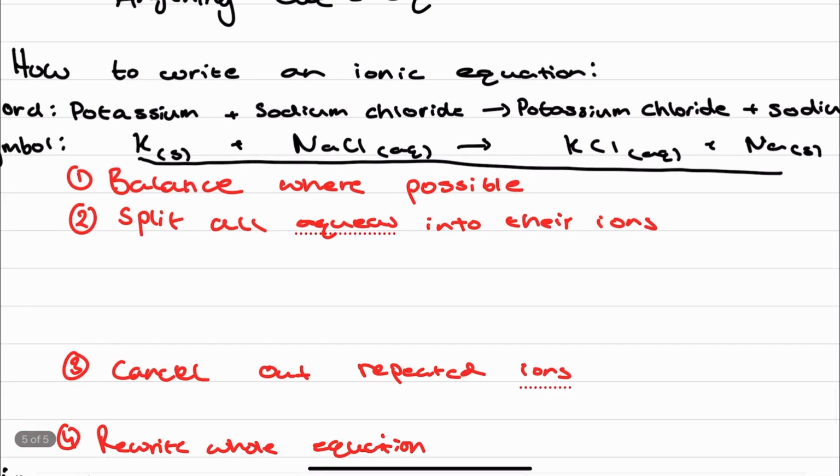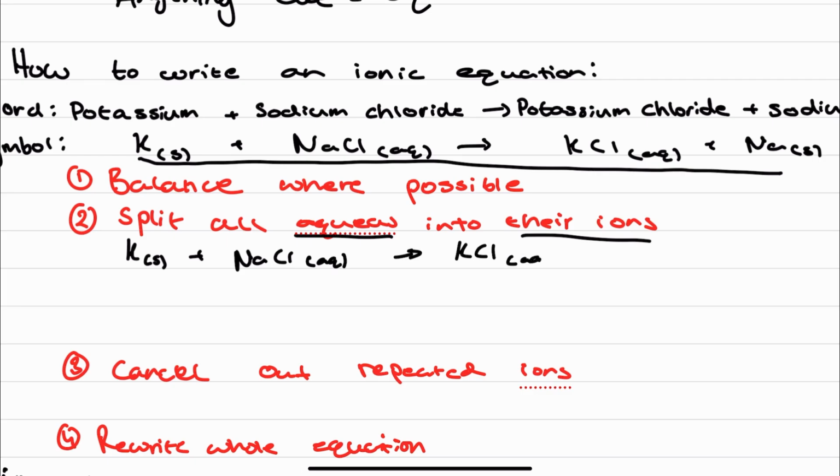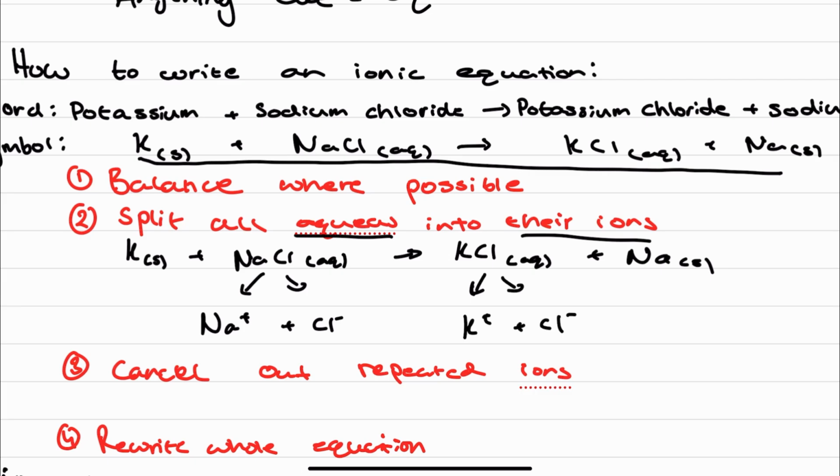Then we split all the aqueous into their ions, right? So let's write it out again. This is potassium, which is a solid, so we won't need to split that up. NaCl, which is aqueous. KCl, which is aqueous. Plus Na, which is solid, we won't need to split that up. So let's split these two up, gives us Na+ Cl-. Split these two up, it gives you K+ Cl-.